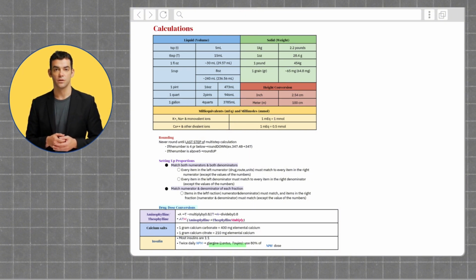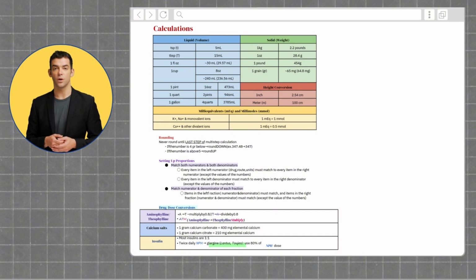Next, let's review drug dose conversions. For converting aminophylline to theophylline, you want to multiply by 0.8. And when converting theophylline to aminophylline, you want to divide by 0.8. An easy way to remember this is ATM, which stands for aminophylline to theophylline multiply.